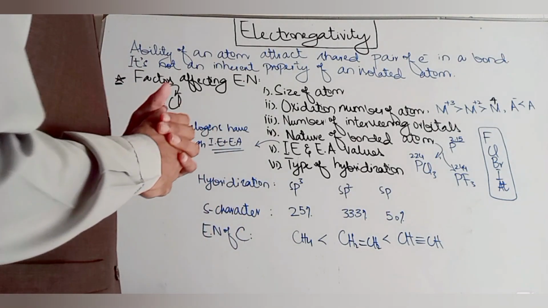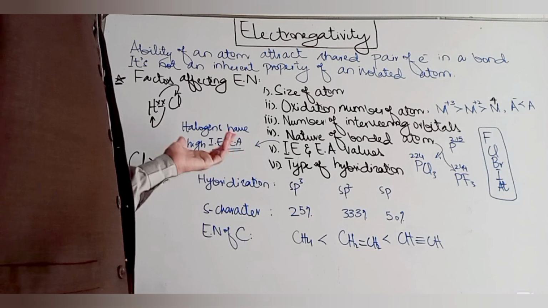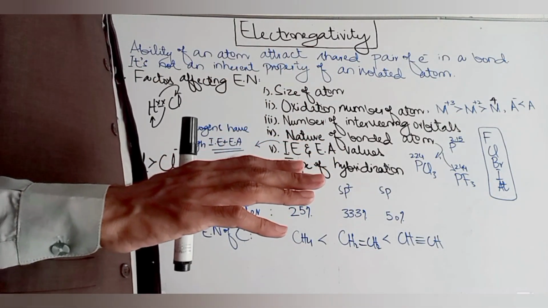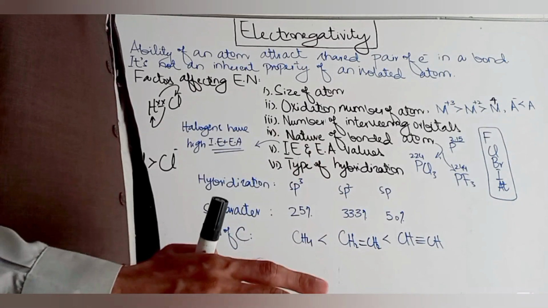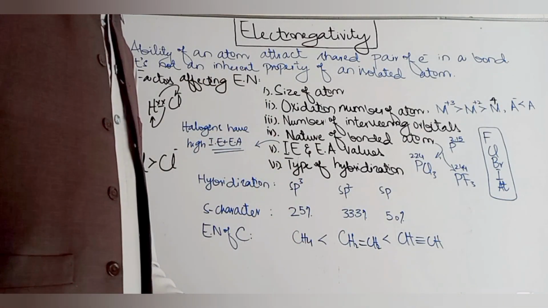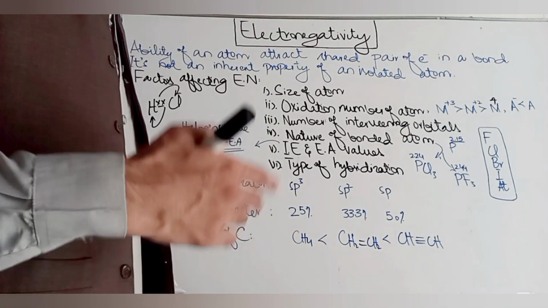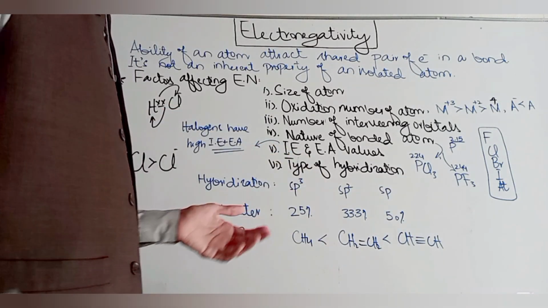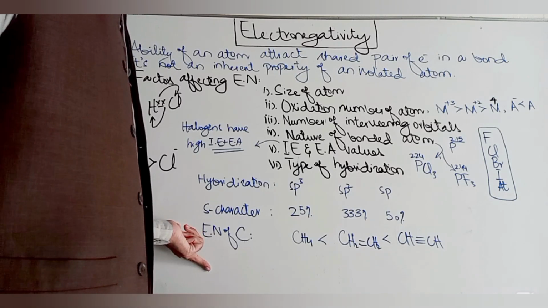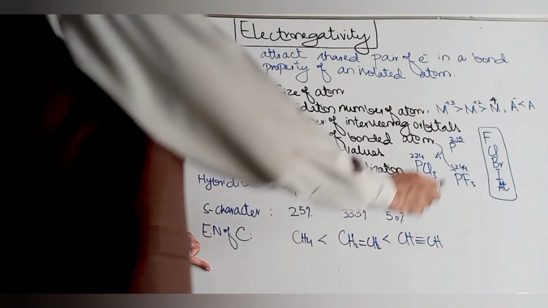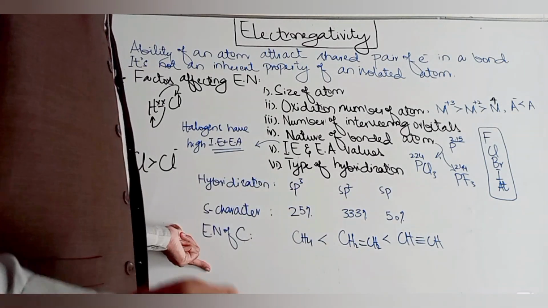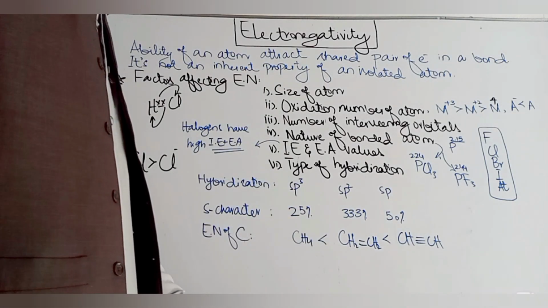Next factor is the nature of the bonded atom. As we explained earlier, electronegativity is not an inherent property of the atom or element. So other atoms present in the molecule affect the value of the electronegativity of an atom of a particular element. If we talk about the accepted value of the electronegativity for phosphorus, that is 2.15. That is the accepted or literature value of the electronegativity of phosphorus.